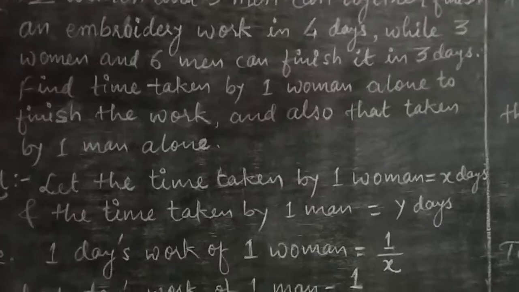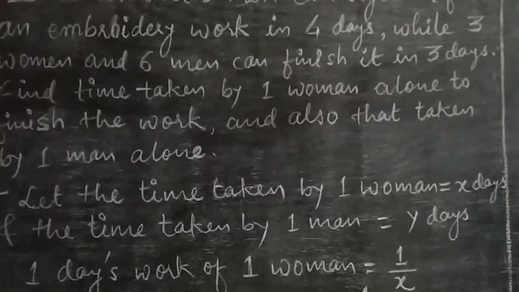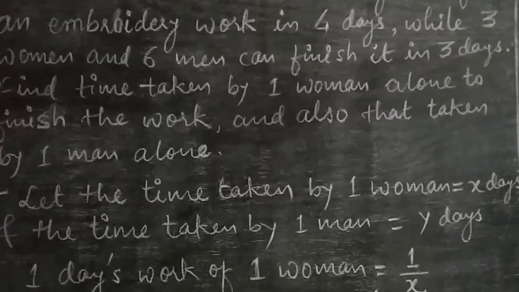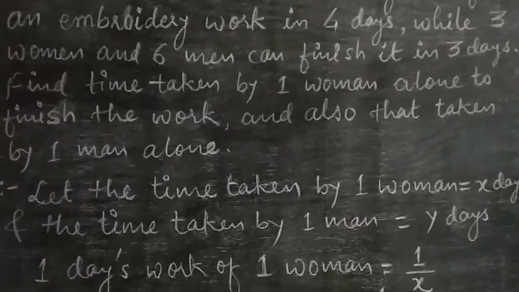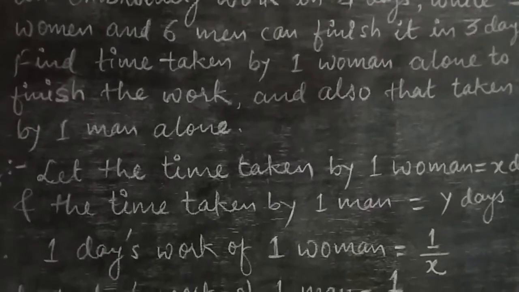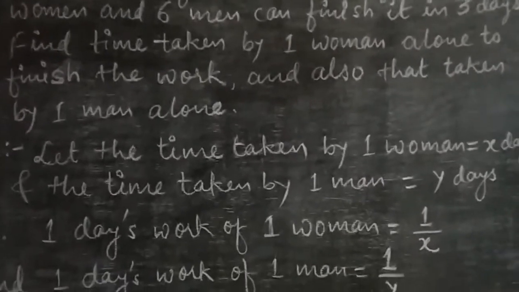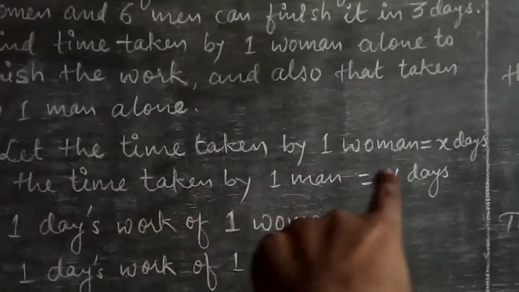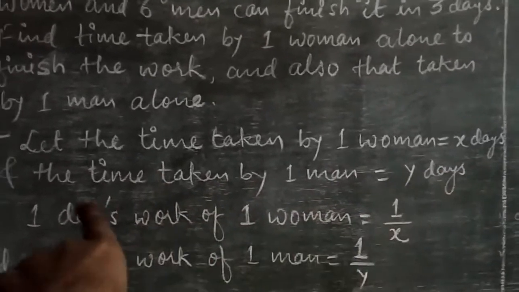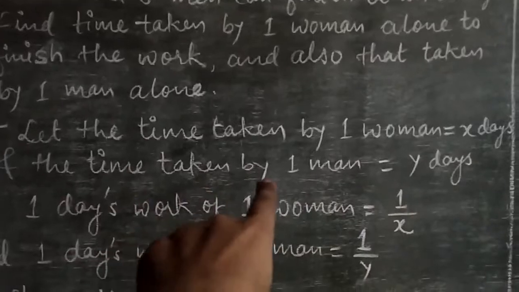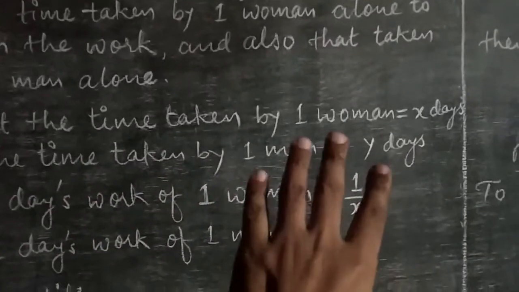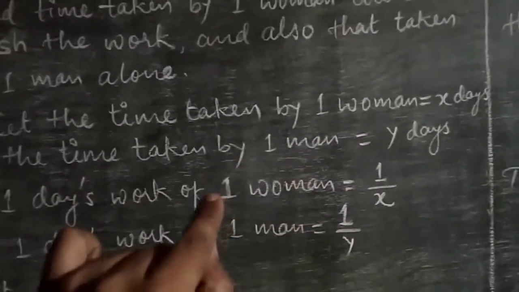Okay. So what do you want to calculate here? The time taken by one woman alone and the time taken by one man alone. So first we'll assume these quantities. Let the time taken by one woman be x days, and the time taken by one man be y days. Okay. Remember the concept here.